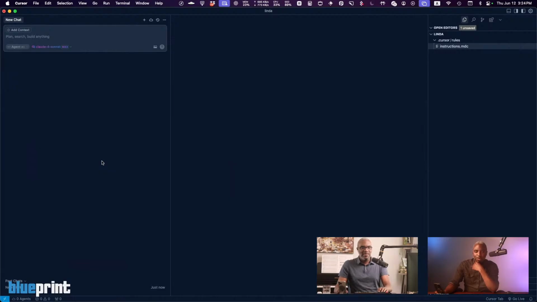Don't use max mode, it's totally overkill. No, it won't be overkill, because if the project's not large enough, it won't use all the tokens. Oh really? Yeah. Okay.